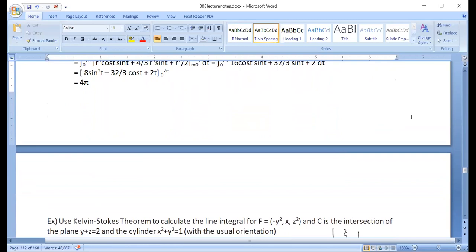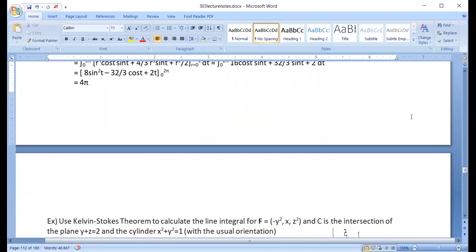Use Kelvin-Stokes theorem to calculate the line integral for vector field F equals negative y squared, x, z squared, where C, the curve, is the intersection of the plane y plus z equals 2 and the cylinder x squared plus y squared equals 1, all with the usual orientation.